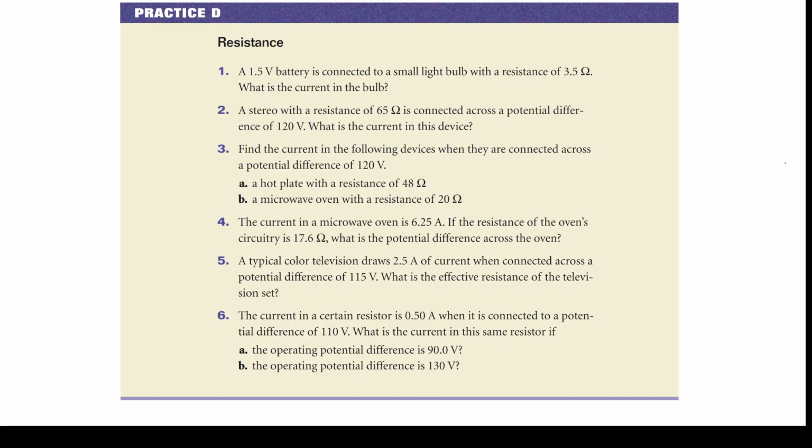Let's move on to the practice. In the practice here, I have a battery, which is 1.5 volt. This is delta V, that's potential difference. This is resistance, that's R. And this is the current, that's I. Again, same equation, same thing. Do the same thing. Next question, same thing.